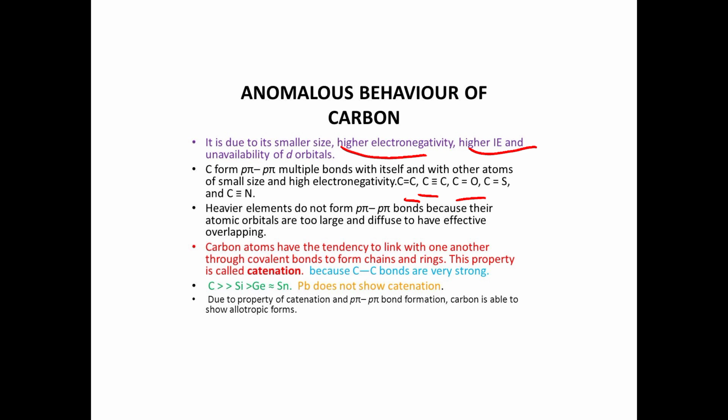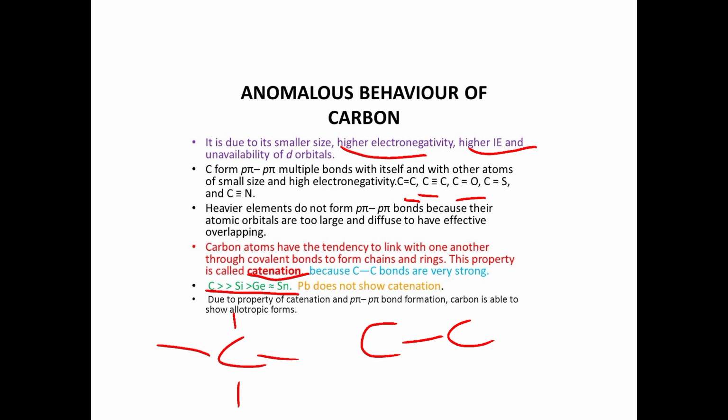And it has a special ability called catenation. That is, carbon atoms have the tendency to link with one another through covalent bonds. A carbon atom can link with itself. This ability is known as catenation. The catenation ability decreases down the group like this. Lead does not show the catenation property. And the other property is tetravalency. Carbon can form bonds with four other atoms.